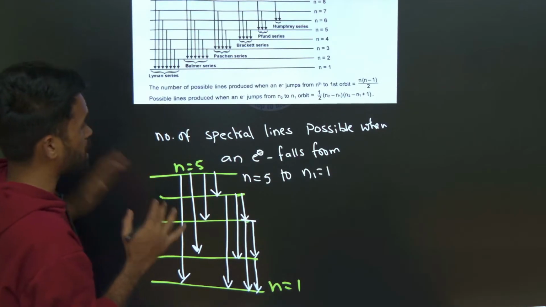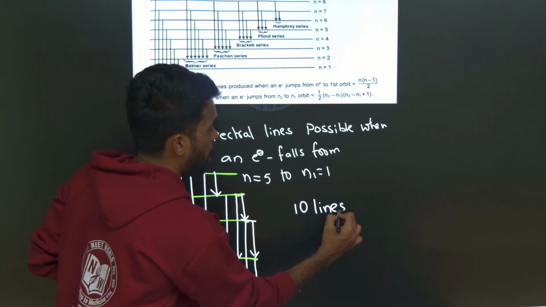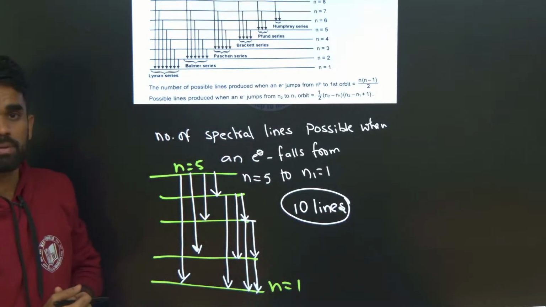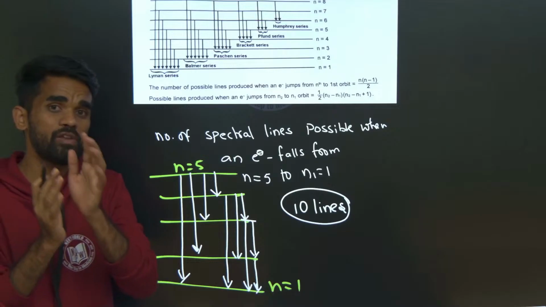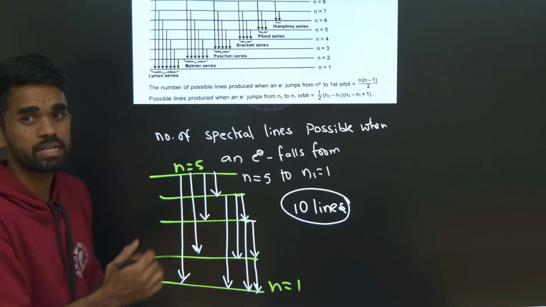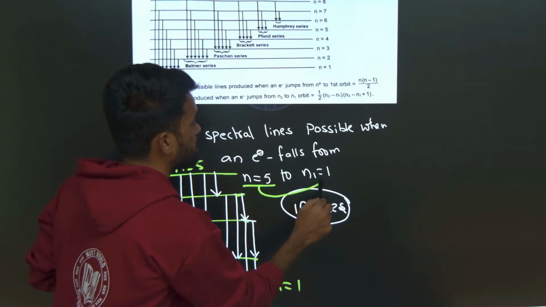So possible number of spectral lines are how many now? 10 lines. See, always writing this many lines and checking will be very difficult, right? So we have a simple formula to calculate the number of spectral lines possible when an electron is falling from the fifth state to the first state.